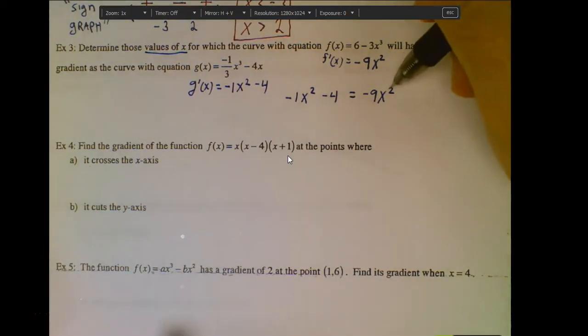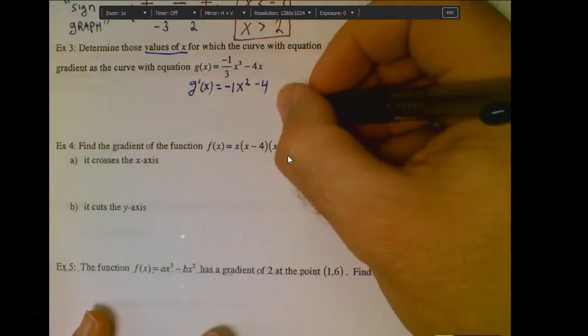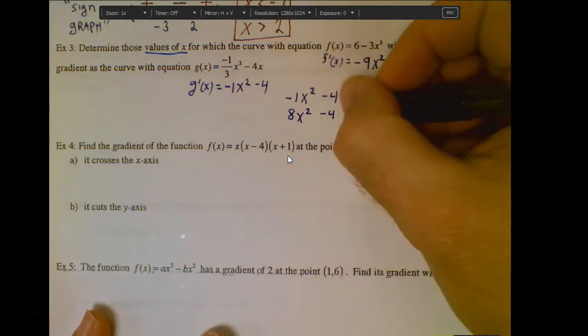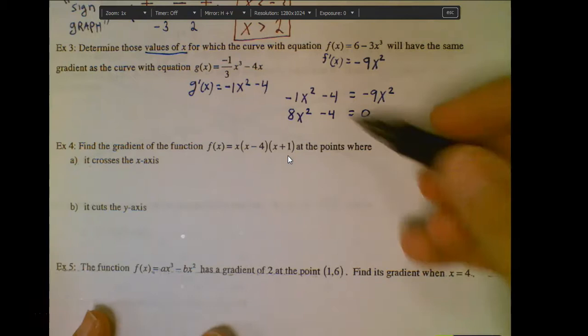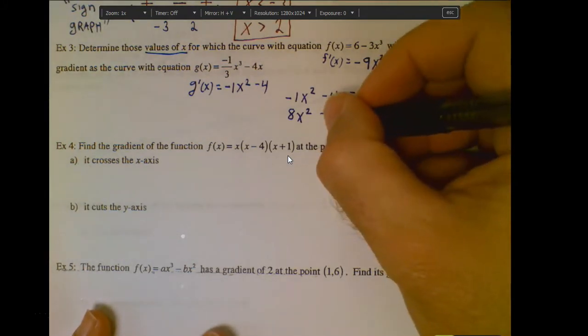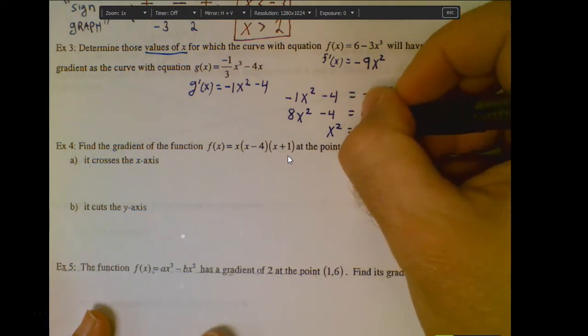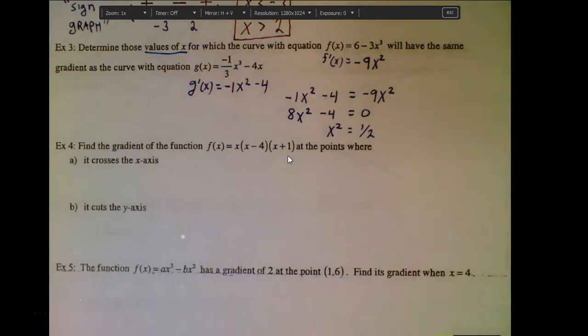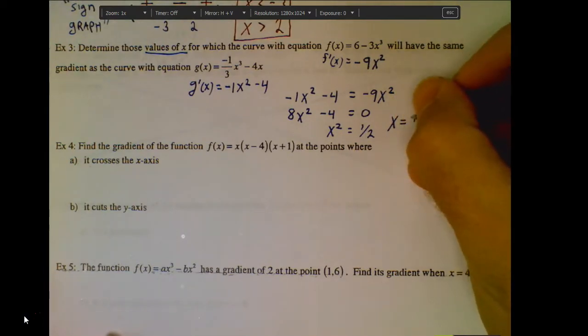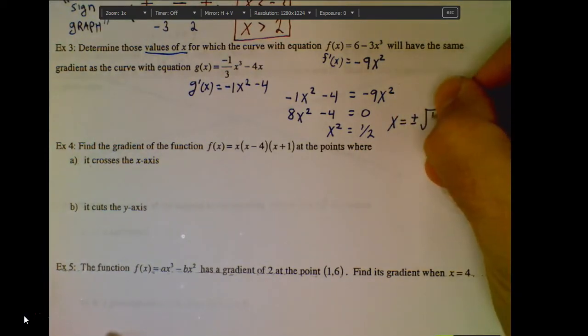So if I add 9x squared to both sides, that would put me at this stage. Add the 4, divide by 8, and you're looking at x squared equals 1/2. And so if I square root both sides, we can say plus or minus the square root of 1/2.